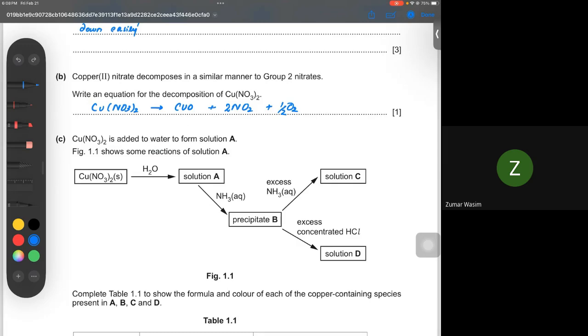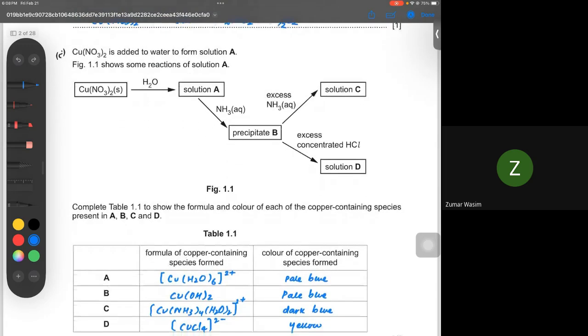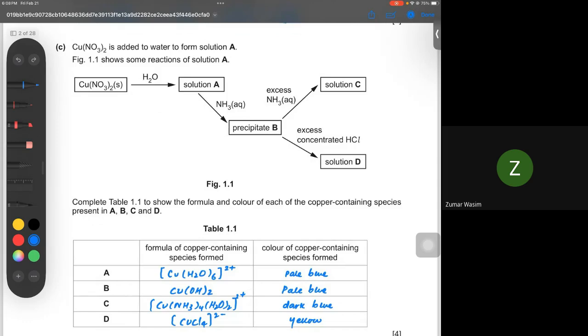In part C, they are saying copper nitrate is added to water. It's from the transition metals, in which I told you about the different colors, different compounds, different solubilities. Basically, it's copper chemistry. Sometimes we do the reaction of copper with NaOH, sometimes with ammonia, sometimes a few drops, sometimes a concentrated solution, like an excess amount. So in the first step, copper nitrate solid is added to water, and it gives you solution A.